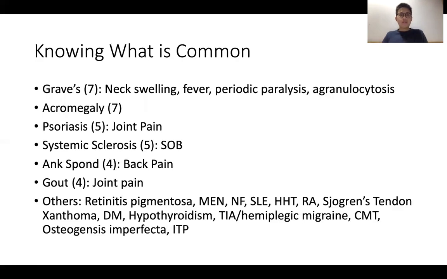I think it is important, first and foremost, to know what comes up commonly, and this is just a brief overview sample of some of the conditions that came out in the recent exams. Basically, I took a look at the past year examinations. As we can see, Graves came out very frequently with some of the associated presenting complaints, as well as acromegaly, psoriasis, systemic sclerosis, and Eisenmenger, also some of the favorites. There is a very high representation of endocrine and rheumatological disorders, so it would be imperative to pay adequate focus on these conditions.